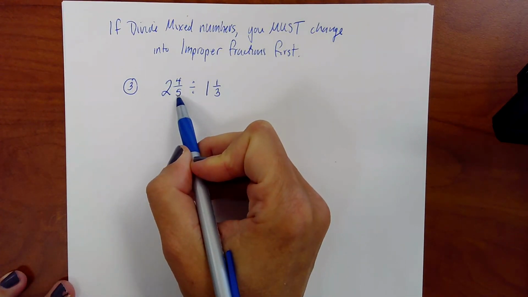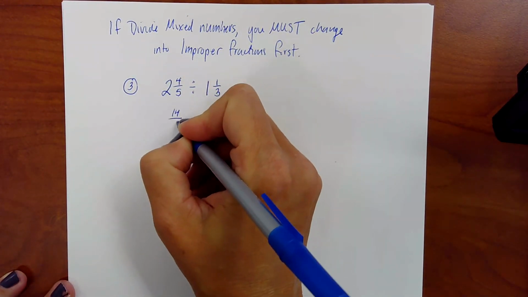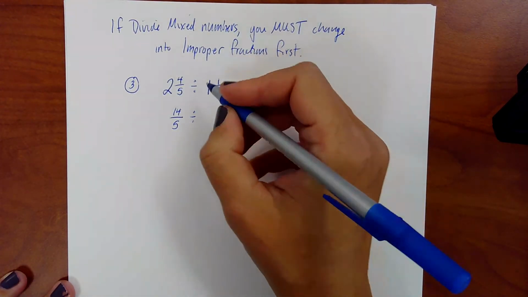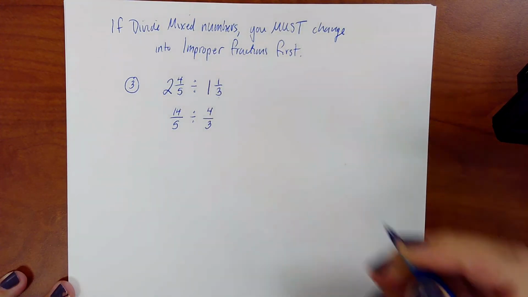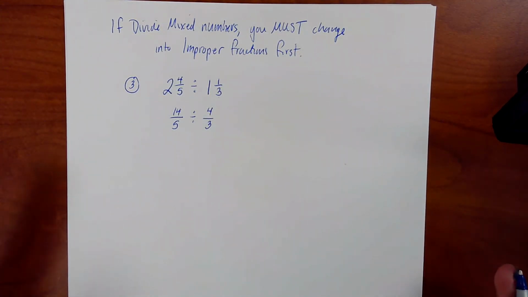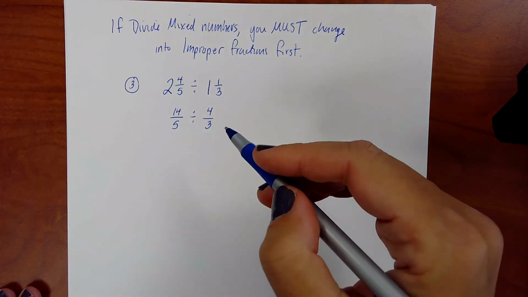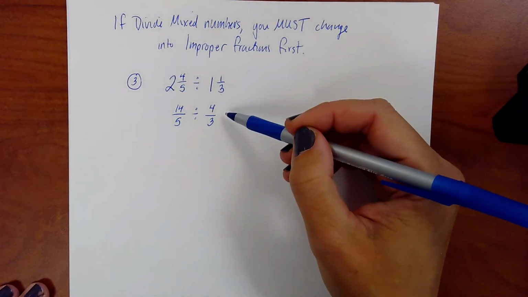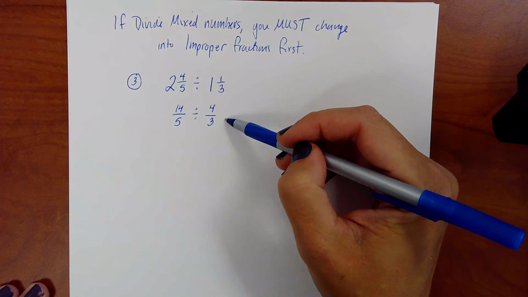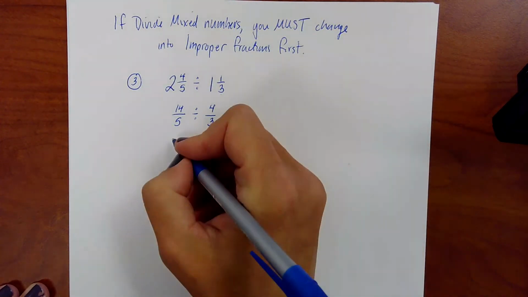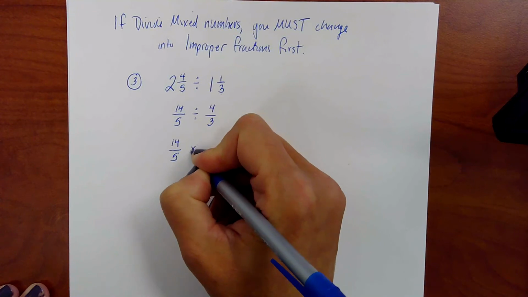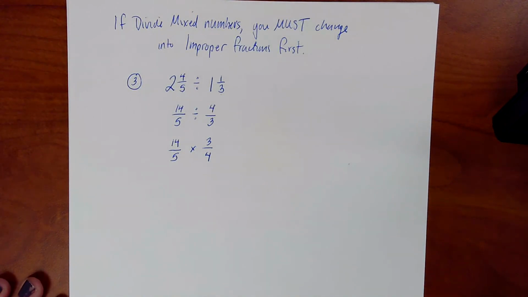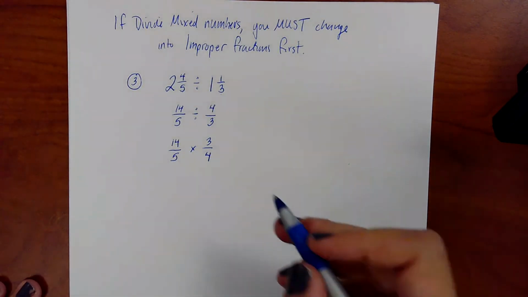So 2 times 5 is 10, plus 4 is 14. 1 times 3 is 3, plus 1 is 4. And notice I am not doing the keep, change, flip step at the same time that I'm changing these improper. That's too much to do at once. I will definitely make a mistake. So please make it 2 separate steps. So here's one step, showing me you know how to turn them improper. The next step is showing me that you remember that you are going to multiply by the reciprocal, keep, change, flip.